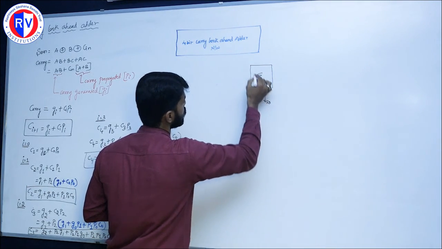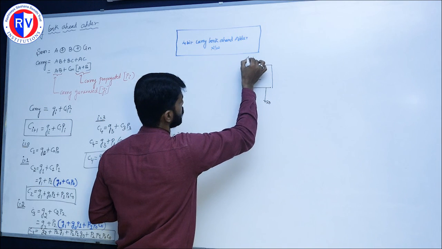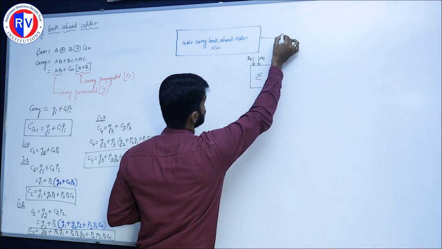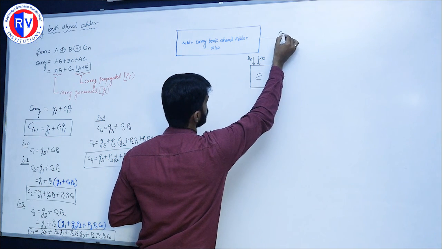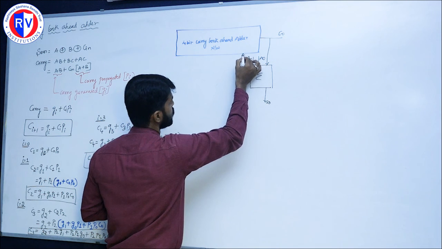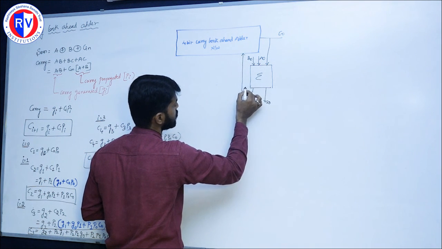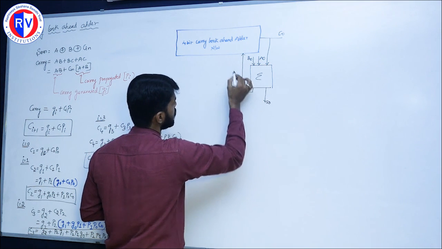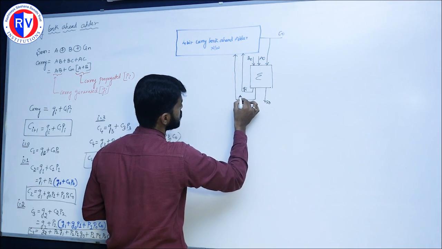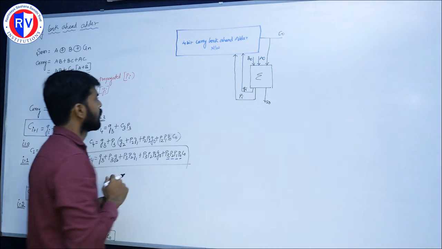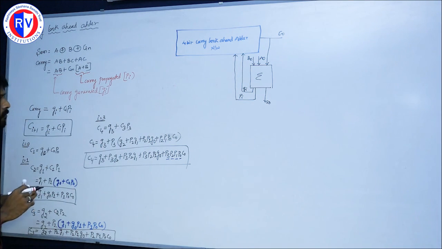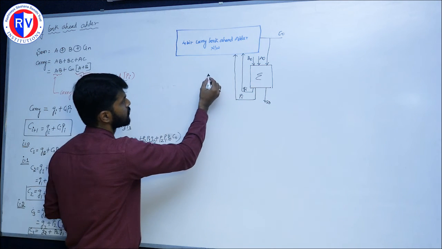Here I will get S0. Here I have B0, and here I have A0. Then this is C0, the carry which entered here. The same carry will come here. Then we have two signals generated: one is Gi, another one is Pi.